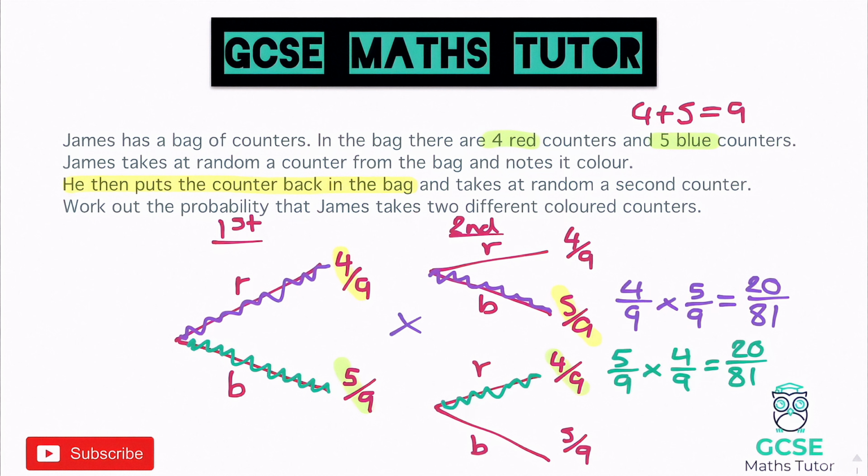So there are 20 ways of getting a red then a blue, and 20 ways of getting a blue then a red. So the total probability there, in order to get our final answer, we just need to add these 2 together to combine them to get the total probability there. So 20 plus 20 on the top gives us 40 out of the possible 81 ways. Remembering you don't add the denominators together there when adding fractions. And that would give us our final answer, 40 out of 81.